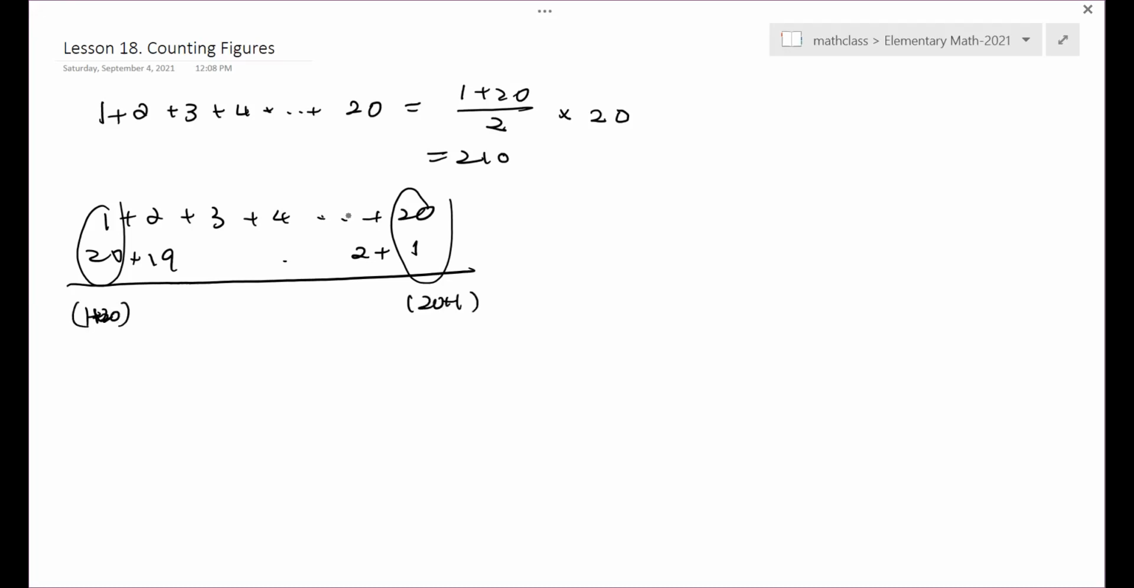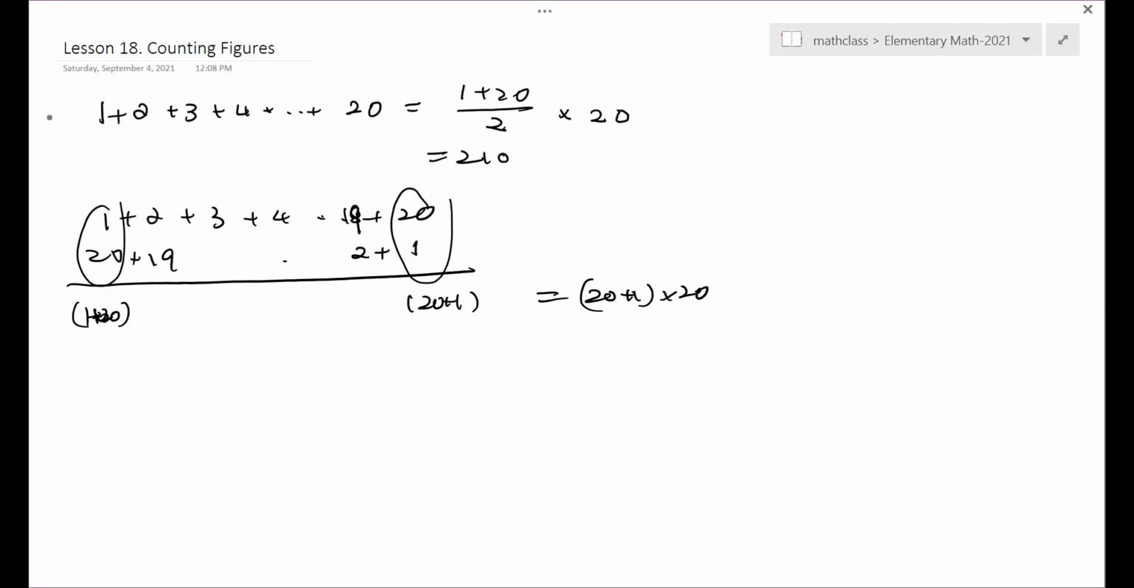Now, here's 19 plus 2, which is also 20 plus 1. So how many terms do you have here? 20 terms, each summing to 21. But this is double the sum, so the original one is half of that. That's the reason there's a division by 2. So if possible, don't just memorize the formula. We need to know why this formula is true. This is the idea.